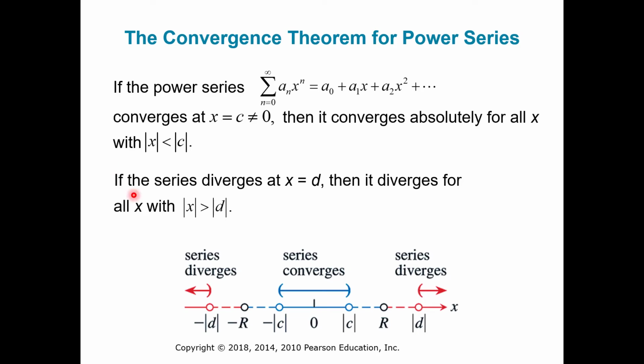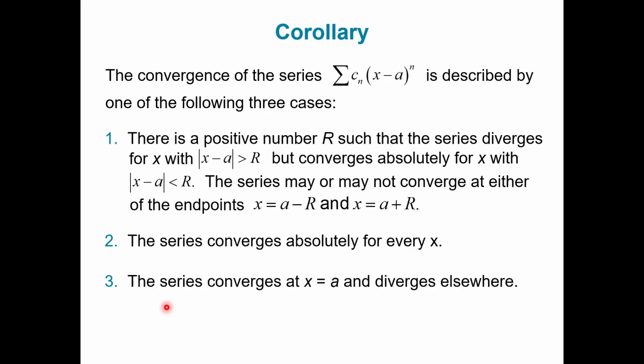But let's look at it more visually. So we're saying that our series converges between some numbers, and it diverges beyond those numbers. Okay? And then this capital R, we're going to use that to represent what's called the radius of convergence. So now expanding that theorem with this corollary, this is for a power series centered at somewhere we're calling A.